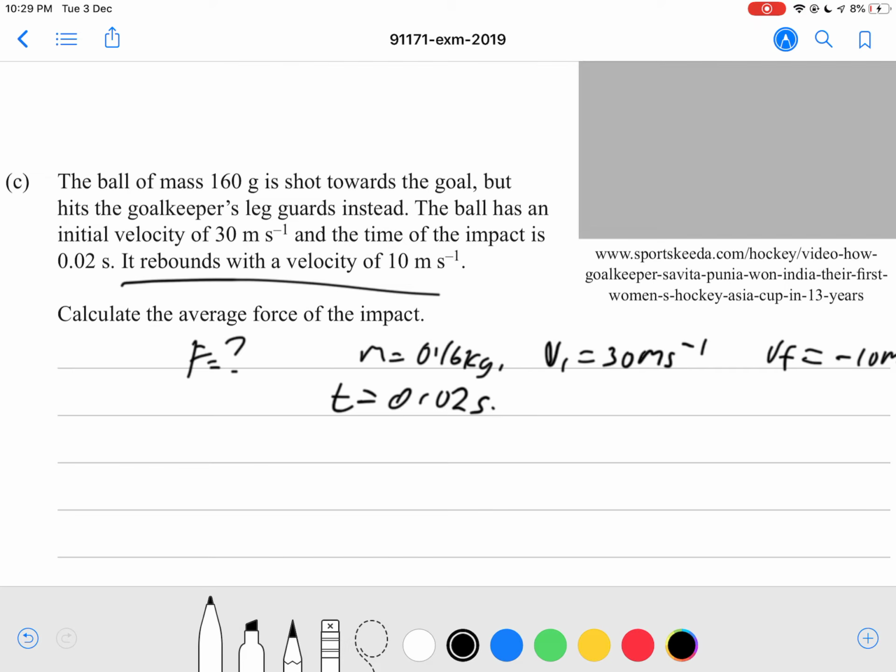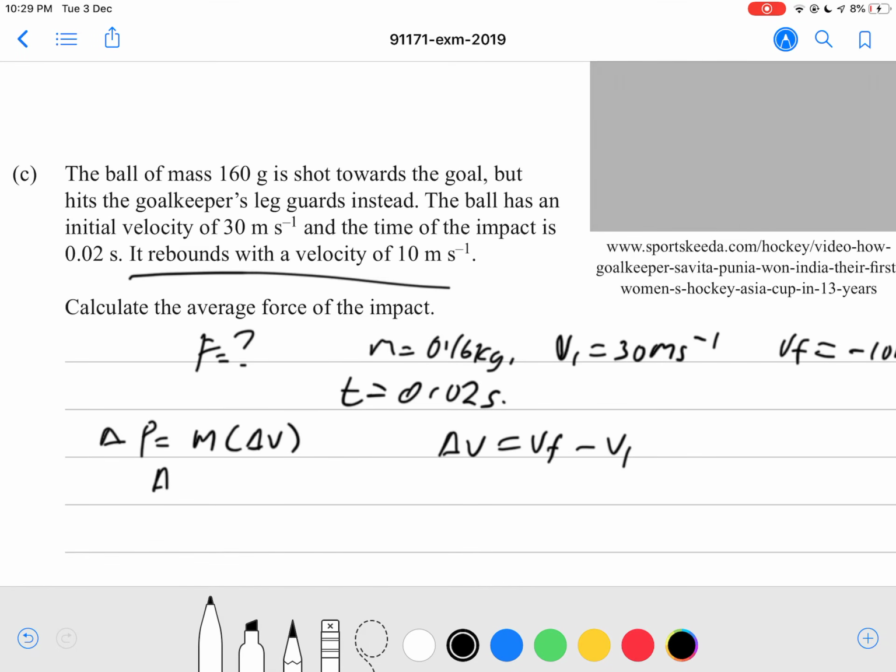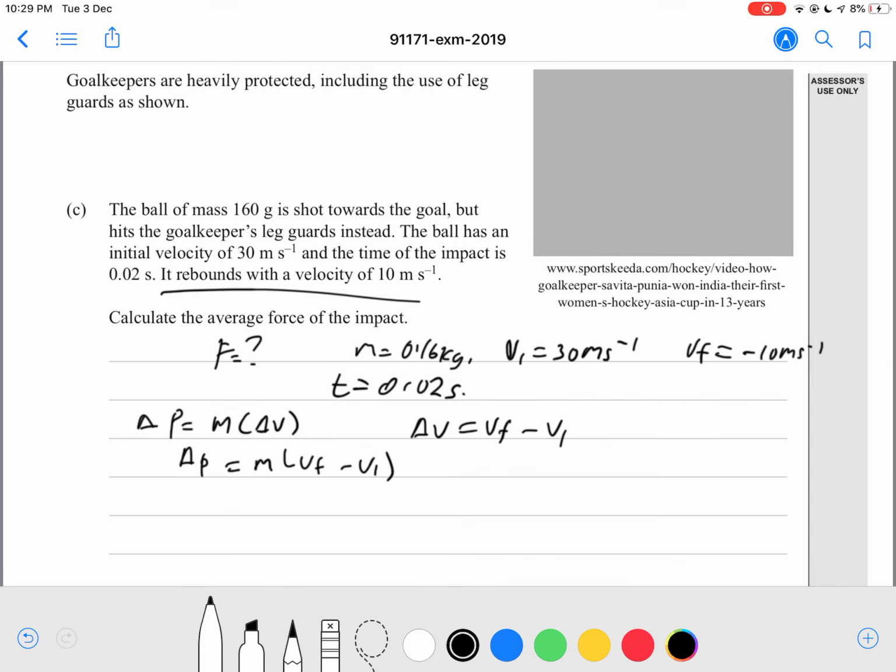The first step for this question is to find the change in momentum of the ball. And using the relationship between the contact time and change in momentum, you can work out the total average force of this impact. So we know that our change in P is equal to mass times change in velocity. Our change in velocity is equal to final velocity minus initial velocity. So our change in P can be rewritten as mass times final velocity minus initial velocity.